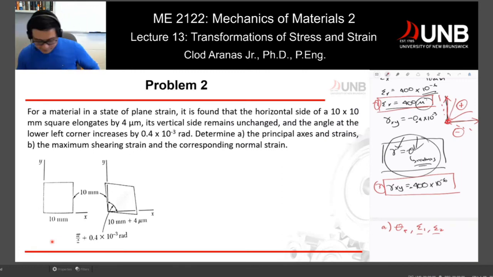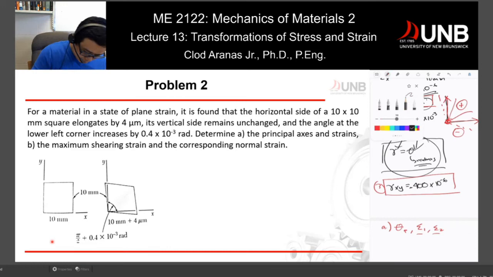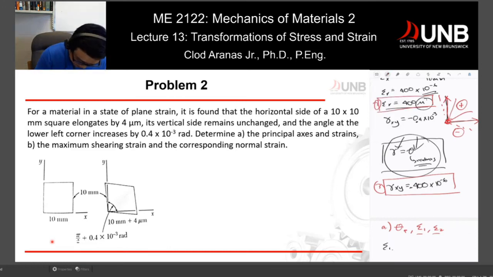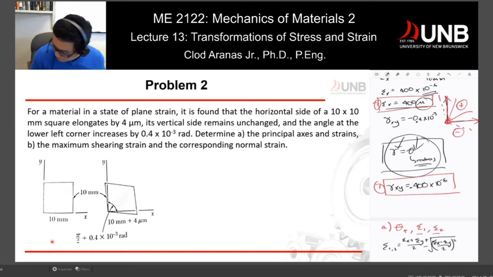Okay, so let's do that. So now we have epsilon 1 and 2, which is equal to epsilon x plus epsilon y over 2, plus or minus the square root of epsilon x minus epsilon y over 2 squared. We're not going to substitute the numbers, I'm just going to write it right now.